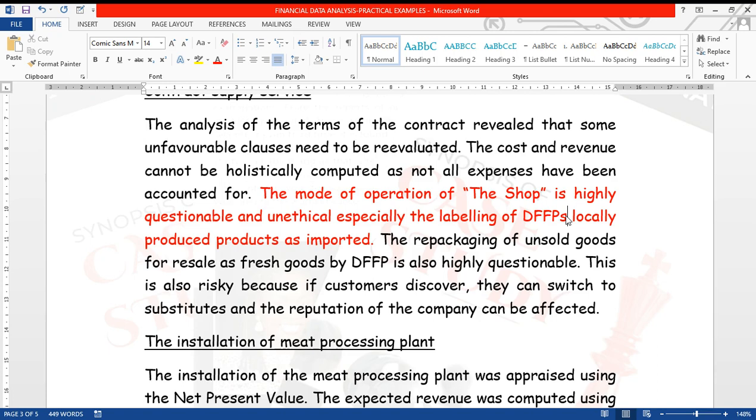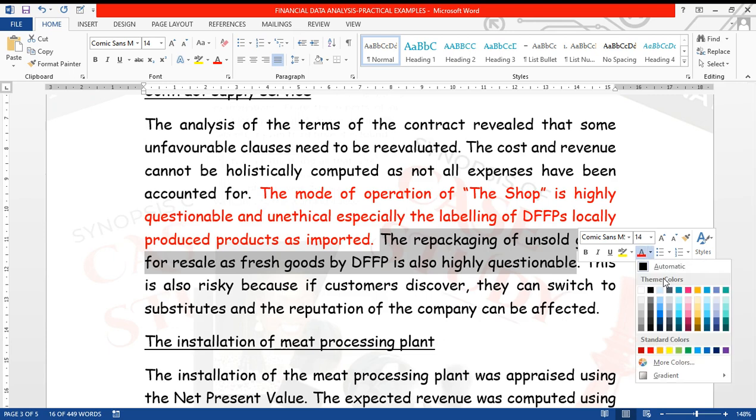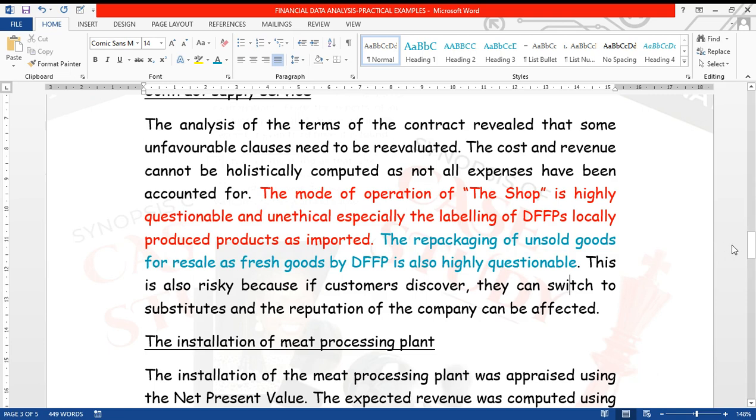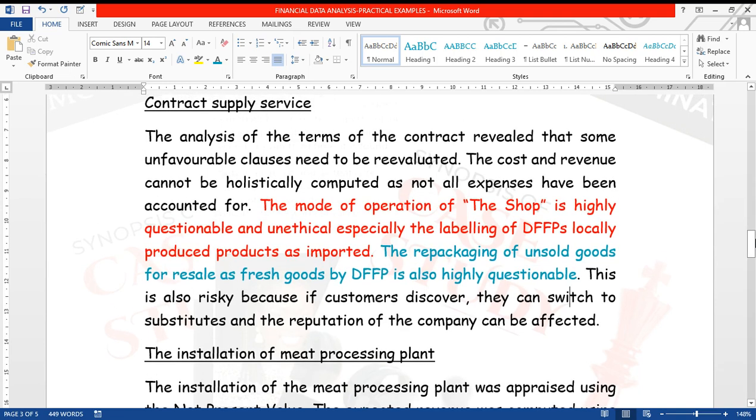business policies and everything. And the repackaging of unsold goods, DFFP itself is not without blame. I have to scold them as well, because they are repackaging unsold goods for resale as fresh goods. Let's say fish. Actually, let's not say fish, because fish is highly perishable, right?